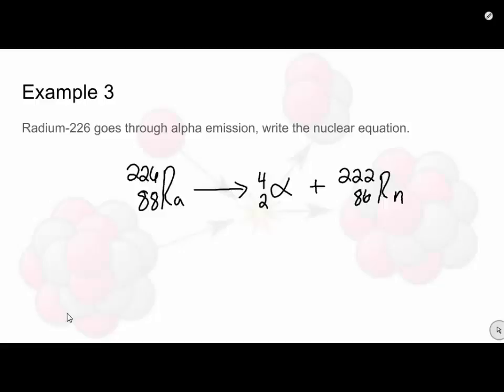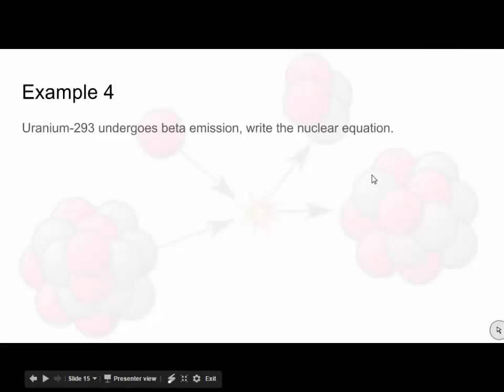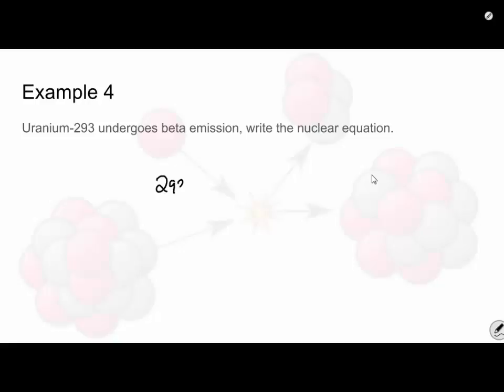Okay, one more example. So here we have uranium-293, and it's going to undergo beta emission. We want to write the nuclear equation. So first step, write the element you're starting with. So we have 293 uranium, and we use the periodic table to get the bottom number, or the atomic number. So uranium is 92. Okay, and it's going to go through beta emission. So we've got to give off our beta particle. So that's our electron.